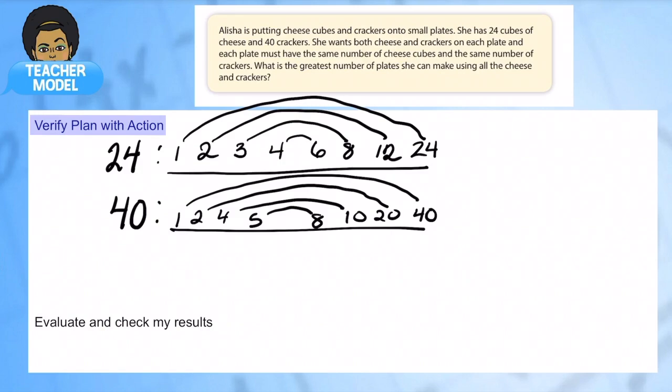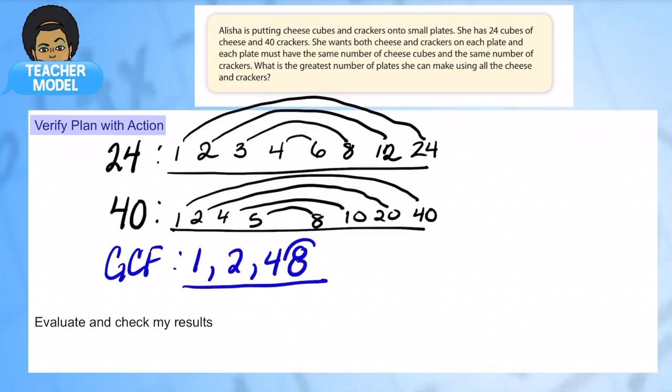So now's our time to take a look at our numbers. What factors do they have in common? I see they both have 1, 2, 4, and 8. And we are looking for the greatest common factor. So out of all those numbers in common, the greatest one is 8. So what does the 8 mean? Does that mean she has 8 pieces of cheese and 8 crackers? No, it means these are the 8 plates.